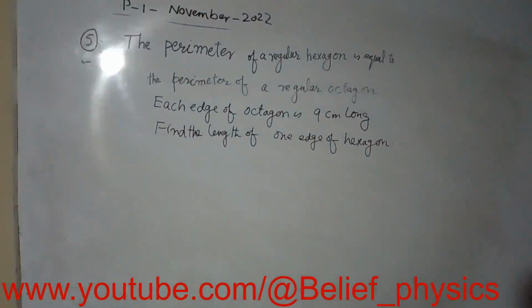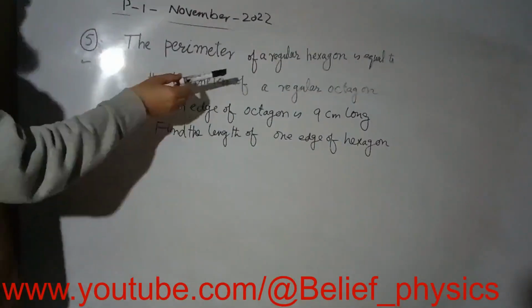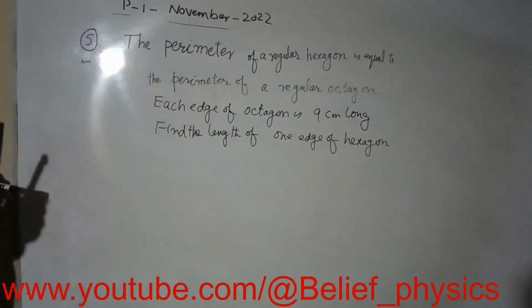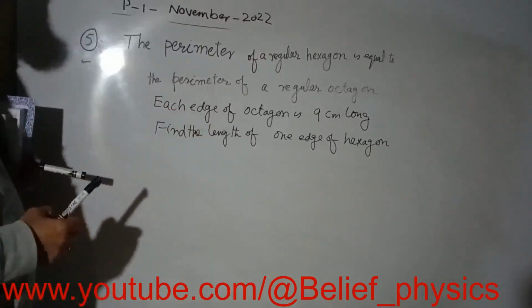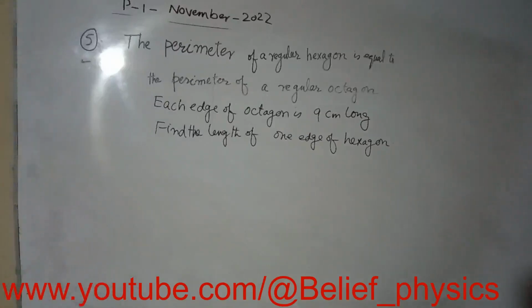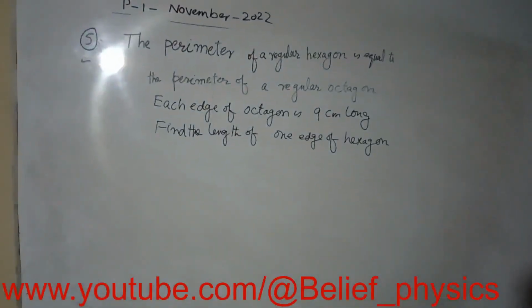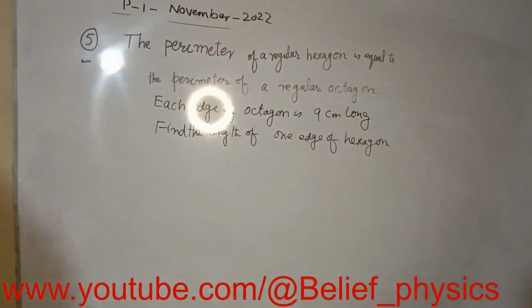Question is, the perimeter of a regular hexagon is equal to the perimeter of a regular octagon. If each edge of octagon is 9 cm long, find the length of one edge of hexagon. So this is question about the polygons. How to solve it? Look here.